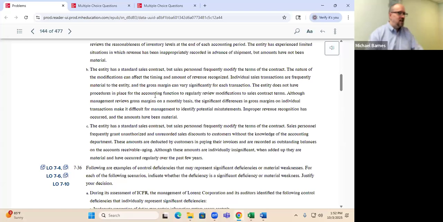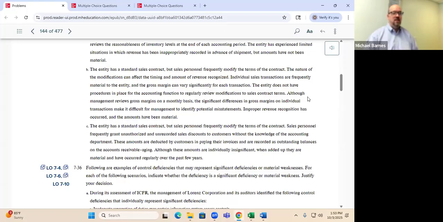The nature of the modifications can affect the timing and amount of revenue recognized. Individual sales transactions are frequently material to the entity. The gross margin can vary significantly for each transaction. The entity does not have enough procedures in place for the accounting function to regularly review modifications of sales contract terms, although management reviews gross margins on a monthly basis. The significant difference in gross margins on individual transactions makes it difficult for management to identify potential misstatements. Improper revenue recognition has occurred and amounts have been material.